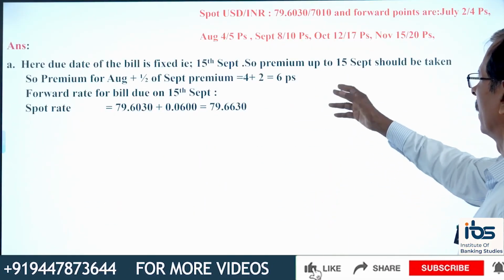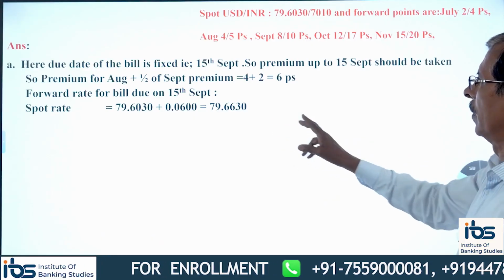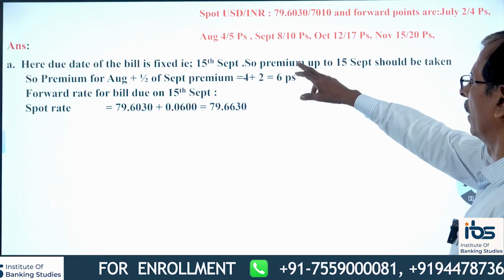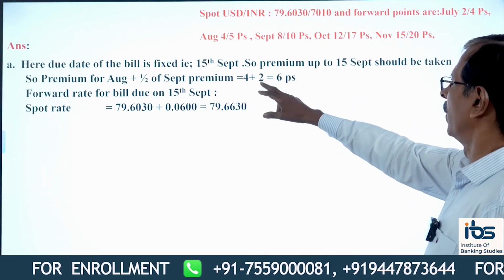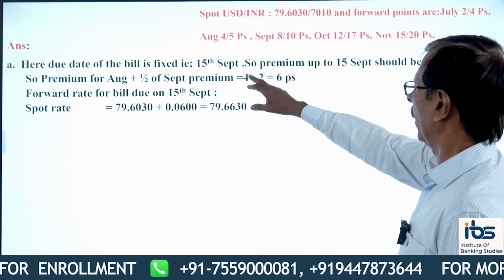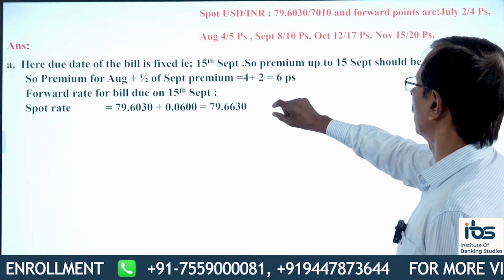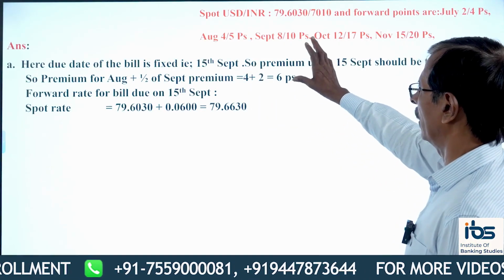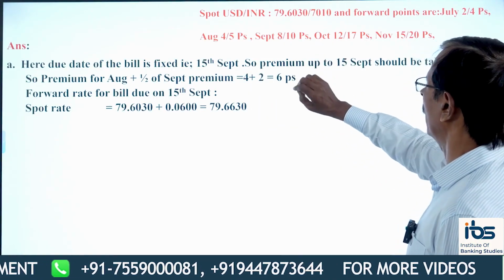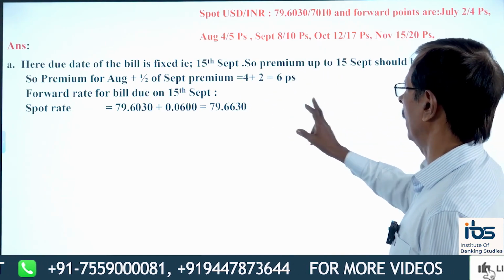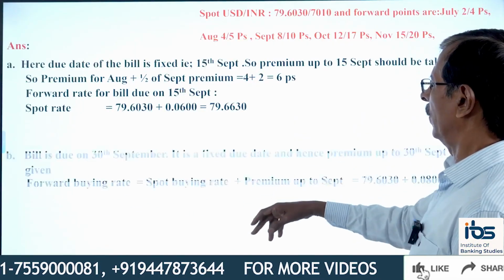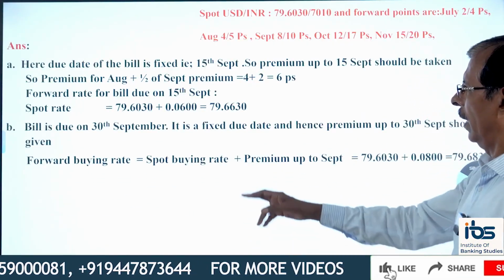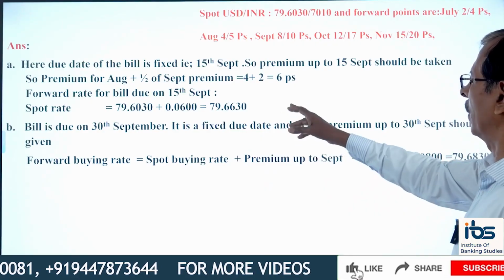Look, it is the same thing I have explained. Answer for A, bill due on 15th of September. So what do you have to do? Take the premium up to August, that is 4 paise. Then for the full month, it is 4 paise, so half the month, 2 paise. You add, 6 paise. Therefore, the rate will be 79.6630. Next, bill due on 30th September.